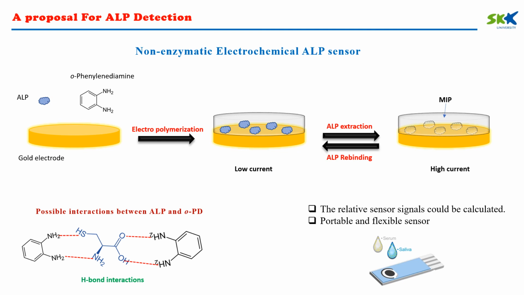Once we remove the ALP, there are cavities here that can pass the current. So by the current and the conductivity, we can detect the concentration of ALP, because the current will pass through these cavities in the electrochemical ALP sensor. So the signals could be calculated, and we can make a strip of this so it could be a flexible sensor.